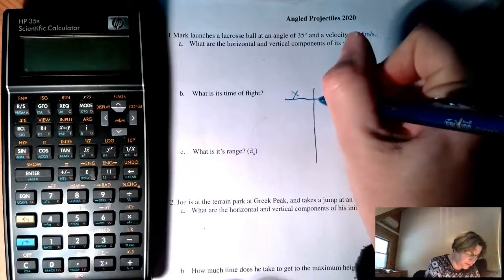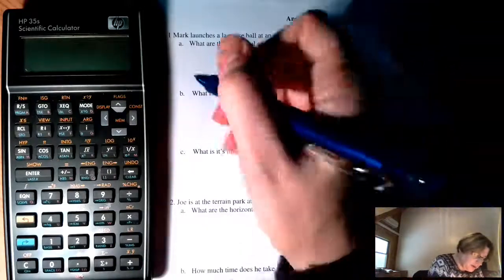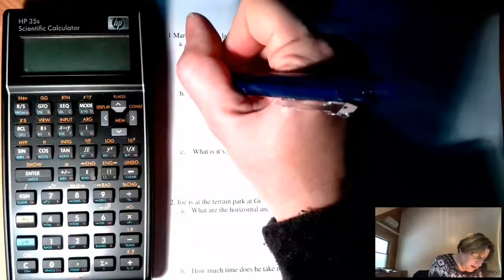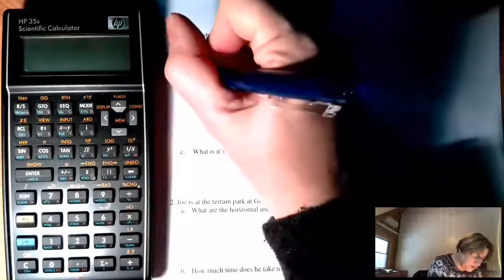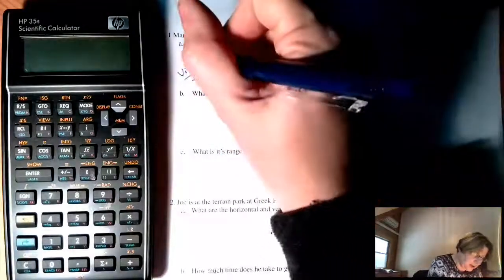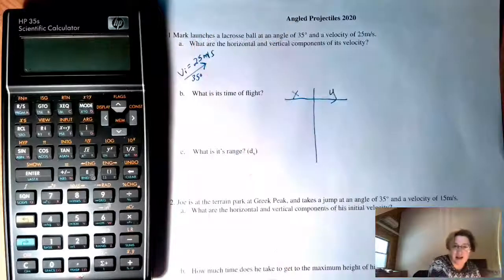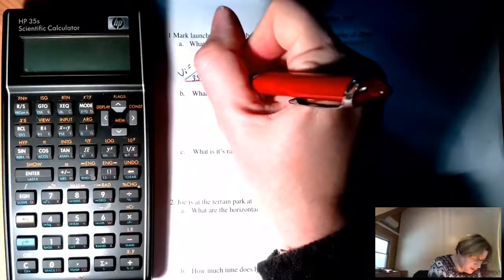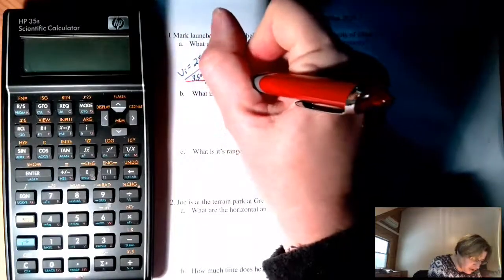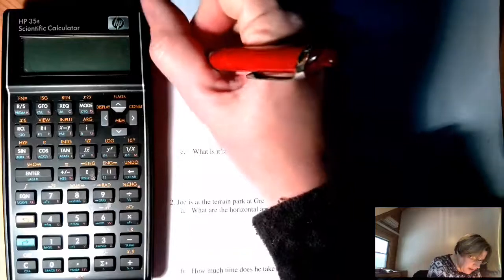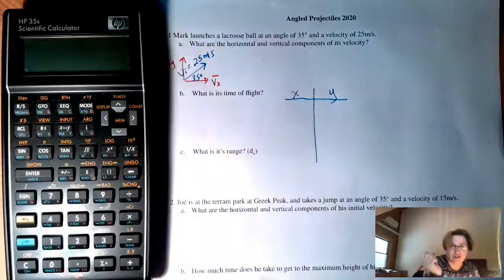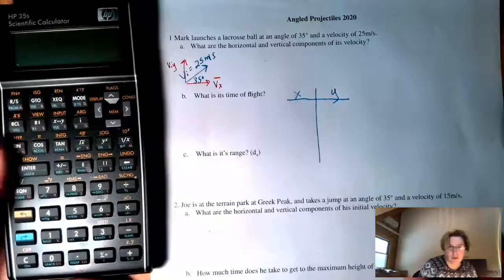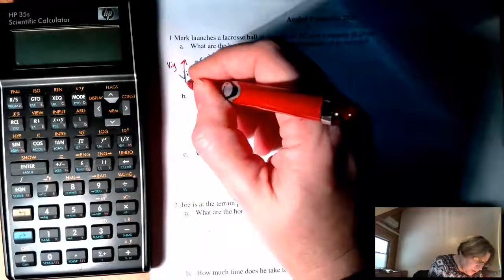Okay, now what's happening is he's launching a lacrosse ball at an angle of 35 degrees and a speed of 25 meters per second. Now, since that's in the diagonal, it can't go in the chart, okay? What we need to do is split this into its components, a Vx, which never changes, and a Viy that constantly changes, okay? And then it's going to follow a parabolic trajectory, okay?